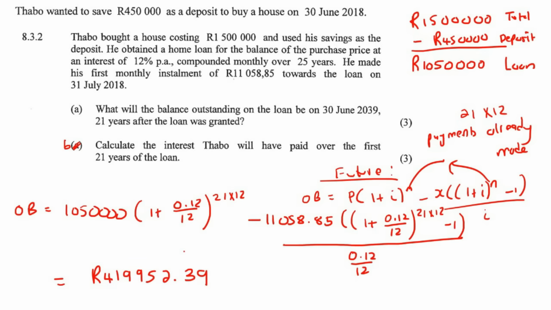419,952.39. Whereas for the present value method, we got 419,9... Oh, it was a few rand off. Okay, that does happen too. I wouldn't expect that though. It's literally like 4 rand, guys.